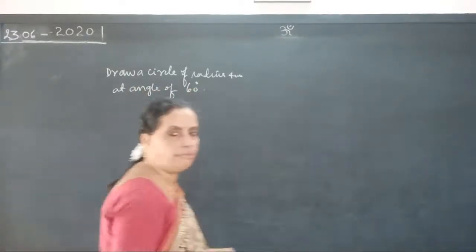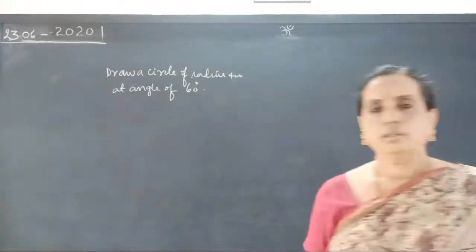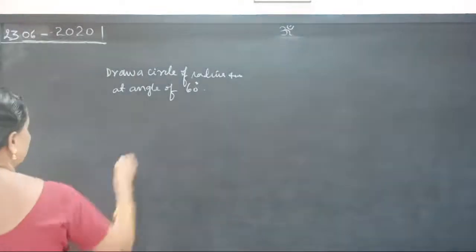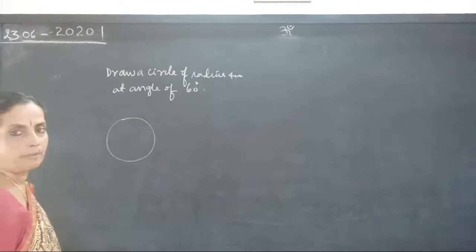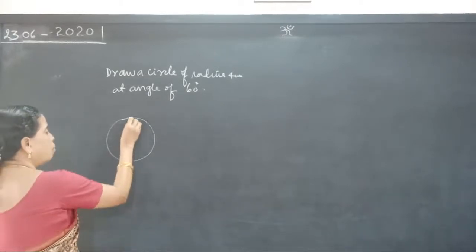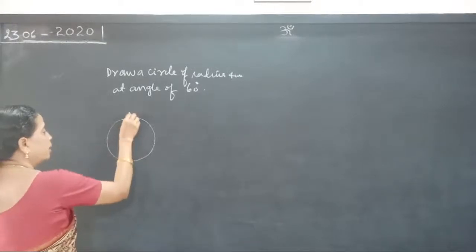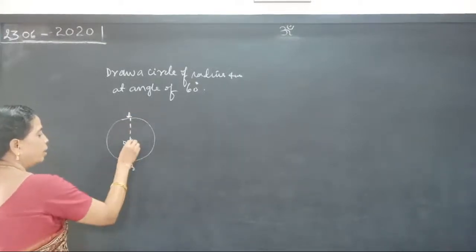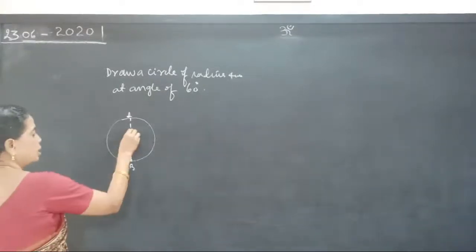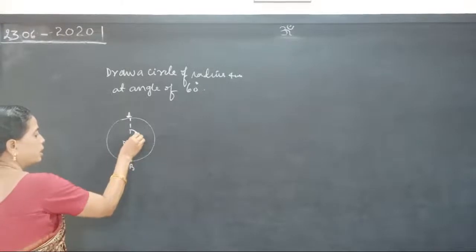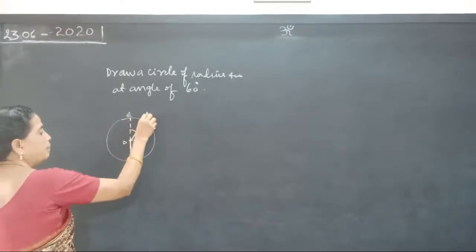So I will give the rough figure here of how to construct, then I will do the construction. The rough figure shows, first you have to draw a circle of radius 4 cm with center O. Now draw an imaginary diameter here, AB. Now using your compass, construct 120 degrees and name it as A.